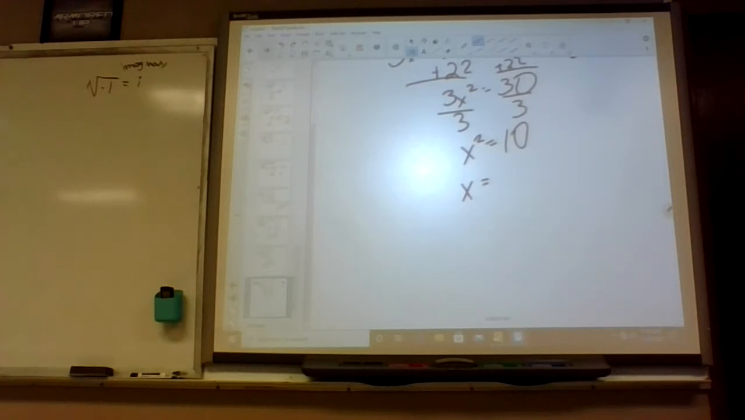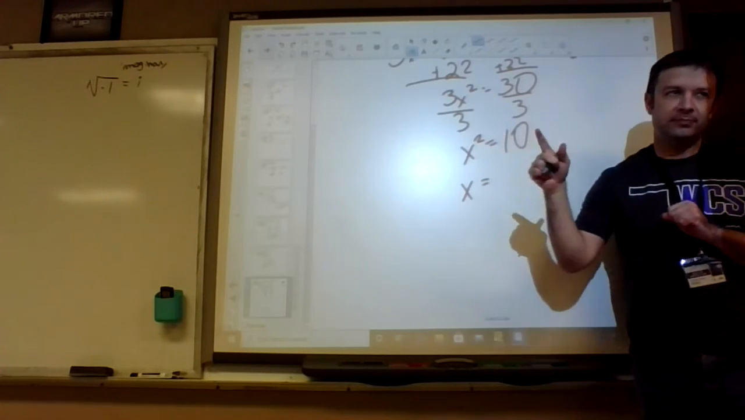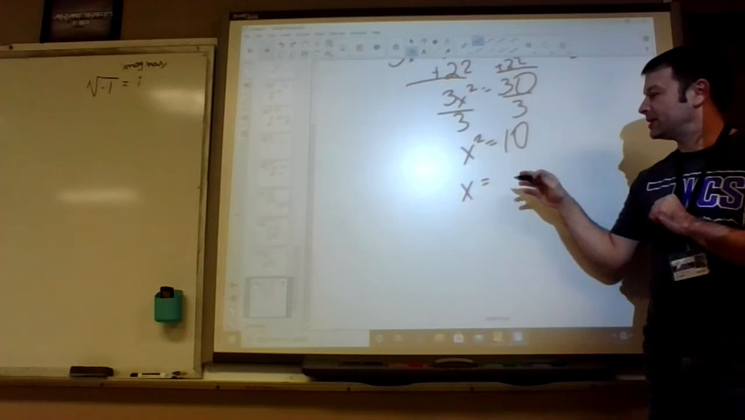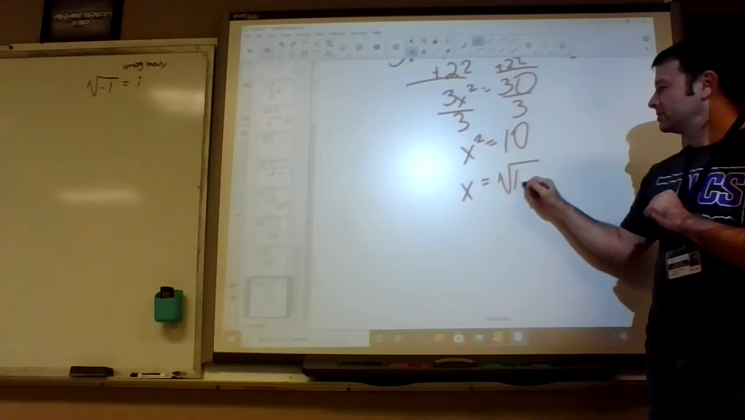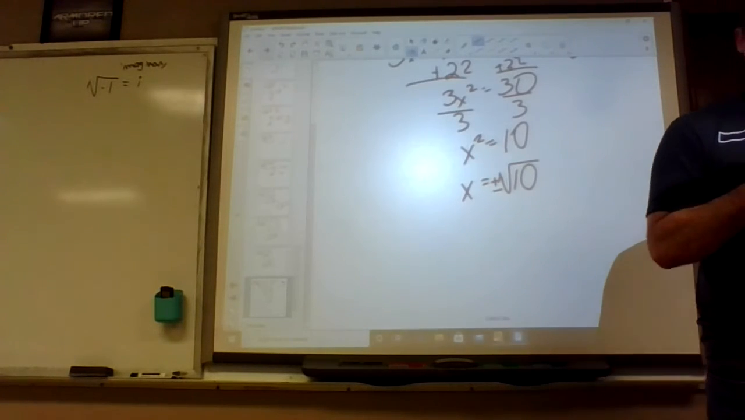Hmm? No, it's not 5. That would be divided by... what times itself equals 10? Square root. Square root of 10. Is that the answer? Plus or minus square root of 10.